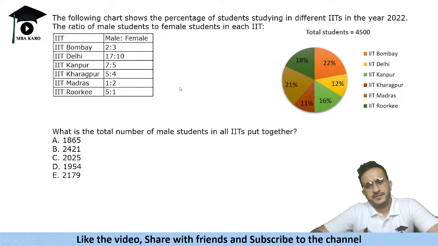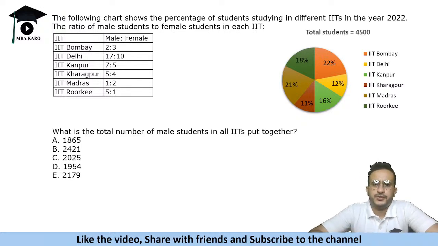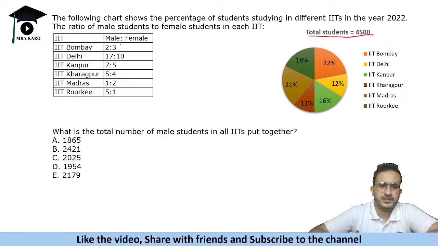In this, we have a pie chart that shows the percentage of students studying in different IITs, and the ratio of male students to female students in each IIT is given in the table. Okay, these are the total students and these are the ratio of male and female students.